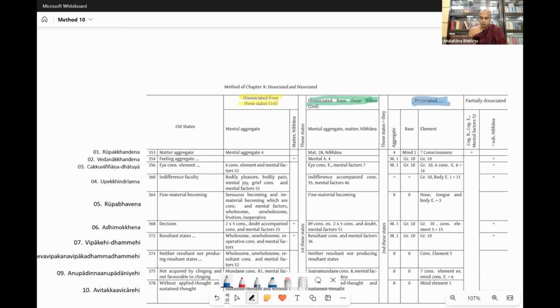Then we move into the second part. We have those disassociated from these states: Tehi Dhammehi Ye Dhamma Vipayutta. The 4 mental aggregates are disassociated with the 28 matter and also with Nibbana. So we find the state of inquiry here plus Nibbana. This pattern is not the same in some of the other states of inquiry, it's slightly different. But anyway, we find the 28 matter and the Nibbana here.